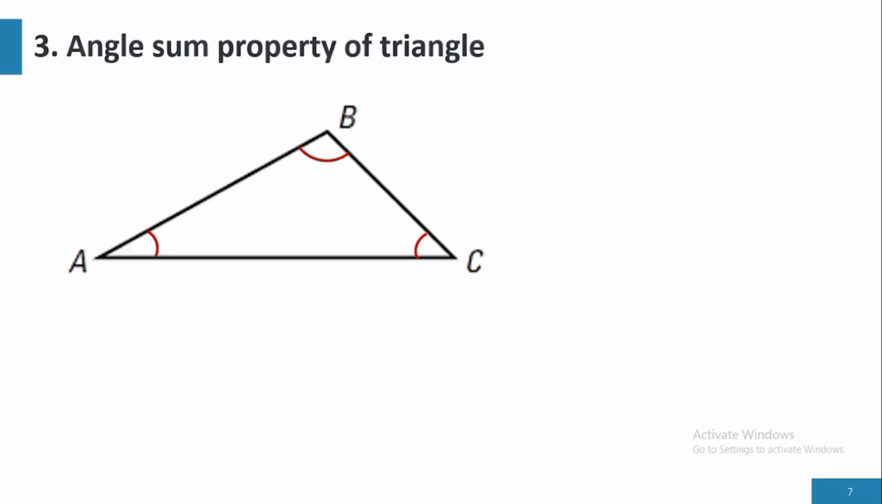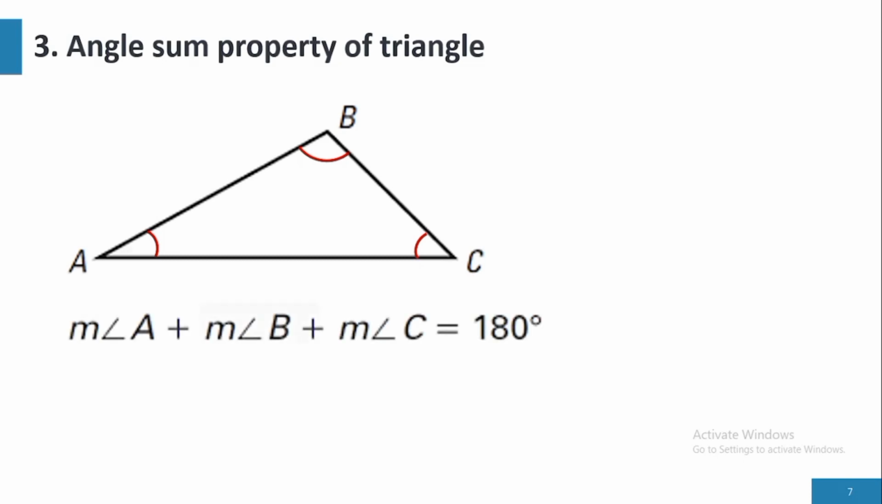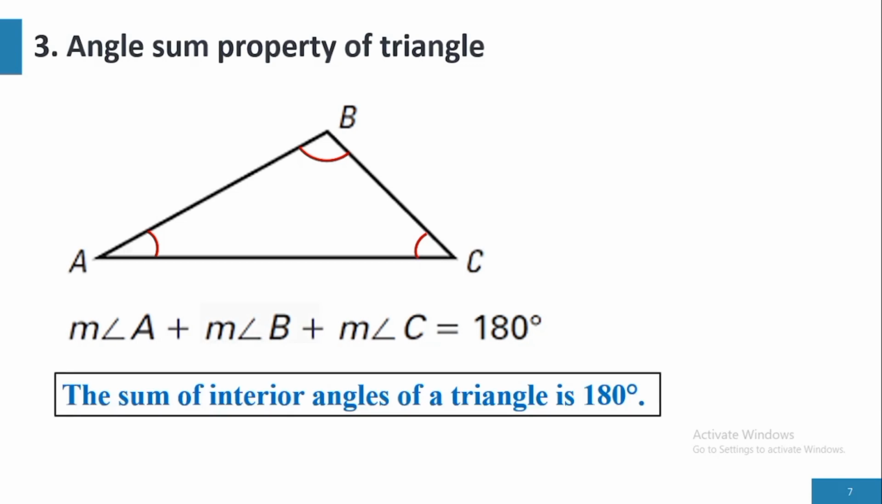Third important thing about triangles is the angle sum property of a triangle. Now what does it tell you? It tells you that if you add the measure of angle A, measure of angle B and measure of angle C, which are the three angles of triangle ABC, then their sum is 180 degrees, and it is true for any triangle. You take any type of triangle and add the three interior angles of this triangle, the sum will always be 180 degrees. What the property states is: the sum of interior angles of a triangle is 180 degrees, which is known as the angle sum property of a triangle.